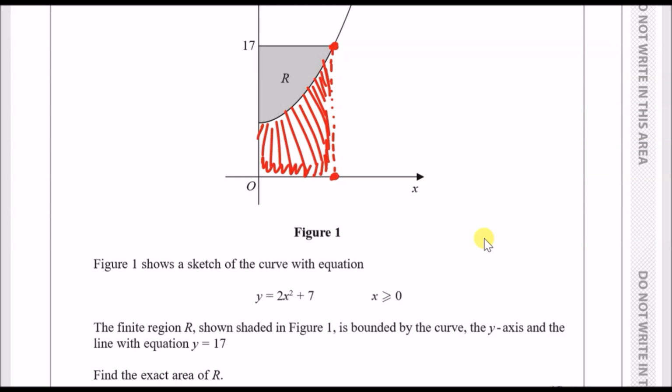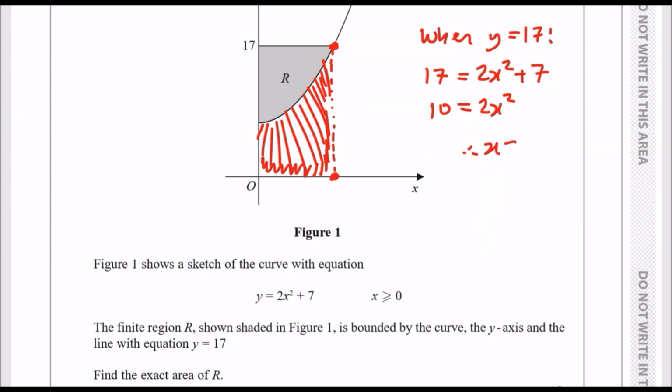So when y equals 17, we have 17 equals 2x squared plus 7. Subtracting 7, we get 10 equals 2x squared. Then we divide by 2 to get 5, and then square root to get x equals root 5. It's only going to be the positive root 5 because it's on the right hand side of the graph, and it tells us that x is greater than or equal to 0. So now we know that this is root 5.